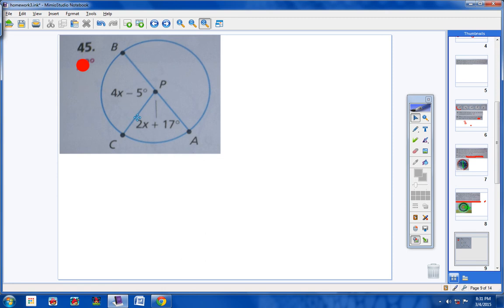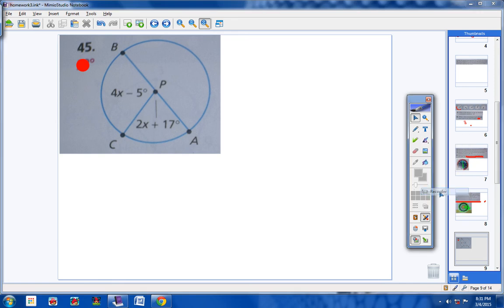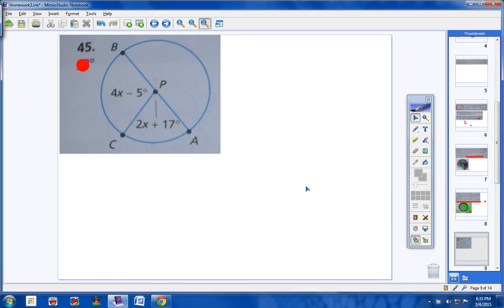Numbers 45 through 48 read as follows. Find the value of x. Students, when I look at number 45, it's actually, to be honest with you, a pretty simple problem. I mean, look, this is a diameter. So if that's a diameter, this angle here and this angle here have to add up to 180. So I've got 4x minus 5 plus the other angle, 2x plus 17. Those two angles together have to equal 180. When you're solving an equation like this, you simplify the left side and the right side.